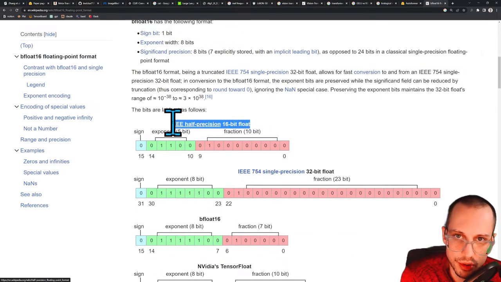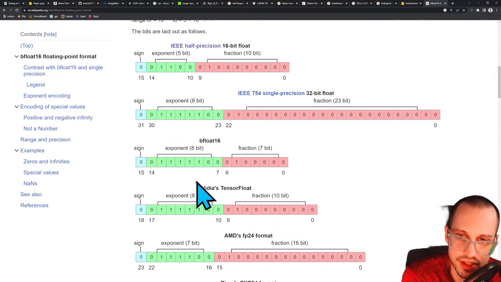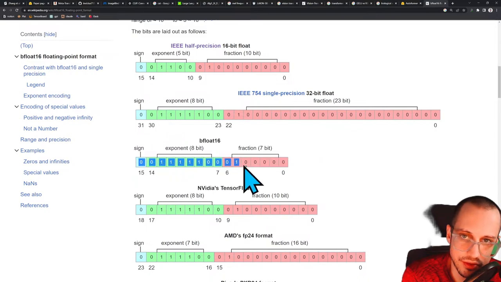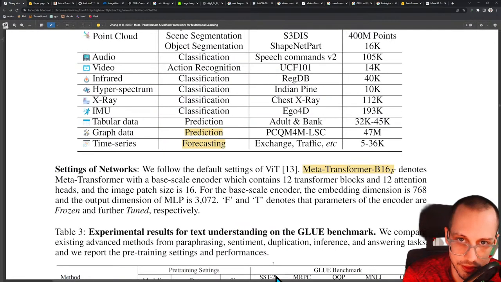So this is your normal 16-bit float, and then you have bfloat16 here. So you can see it's the same number of bits, but the amount that are allocated to the exponent and the fraction are different. And most deep learning uses this bfloat16 as kind of like the go-to data type.